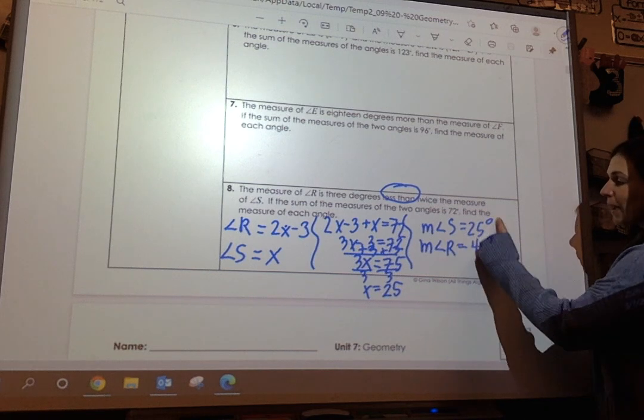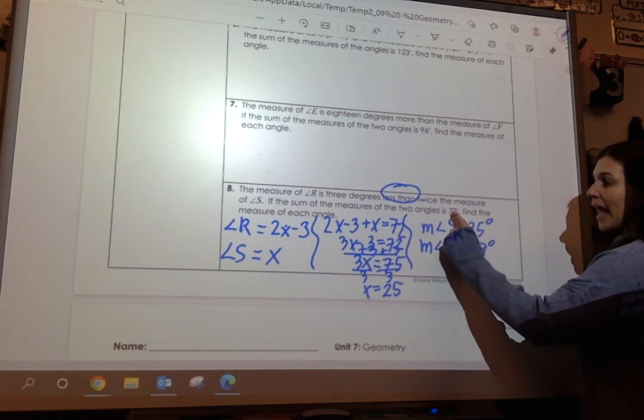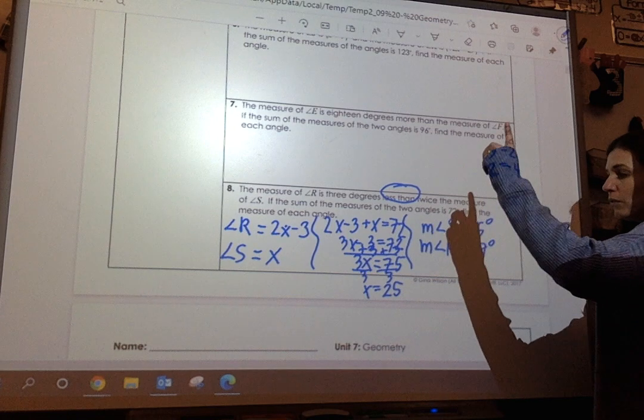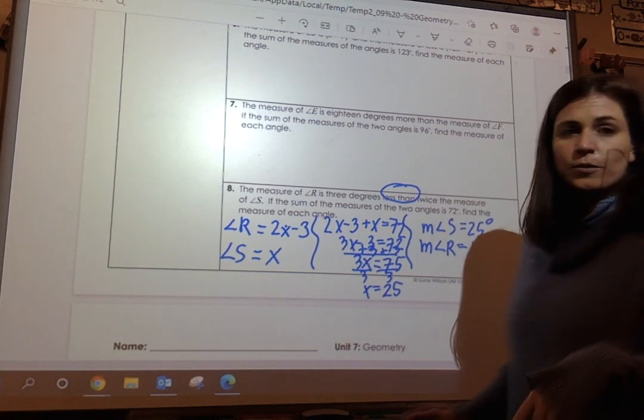And then I can check my answer, because does this add up to 72? It does. 25 and 47 equals 72. Check, check. I know that's the right answer. Okay?